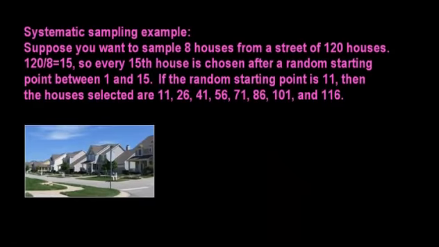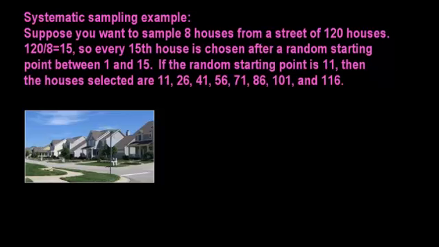Systematic sampling. So suppose you want to sample 8 houses from a street of 120 houses. We could divide 120 by 8 and see that we get the number 15, and we'll use that as our k. So every 15th house is chosen after you randomly choose a starting point between 1 and 15. So in that first group of 15, you find your starting point. Say your starting point is 11, then you choose house number 11, and then you add 15 and go to house 26. And then you add 15 and go to house 41, etc.